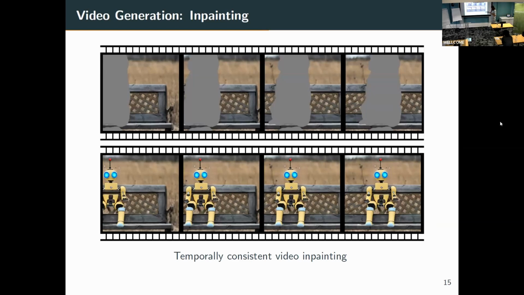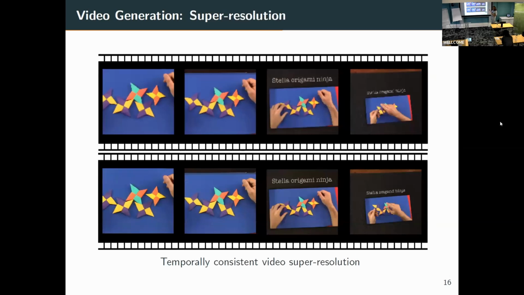Okay, and you can also do this for super resolution. Same exact idea. You have some video at a low resolution. You want to actually get out a higher resolution. How do you do that in a temporally consistent way? Okay, so I do want to show a video of what happens if you don't do this in a temporally consistent way first, which I think is a fun video.